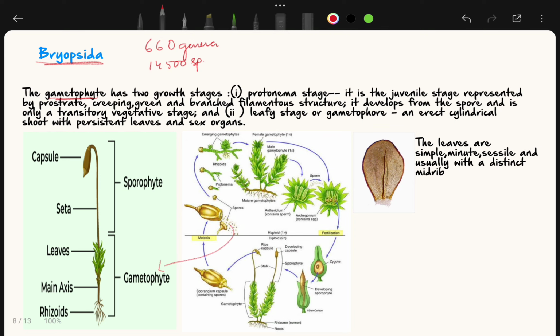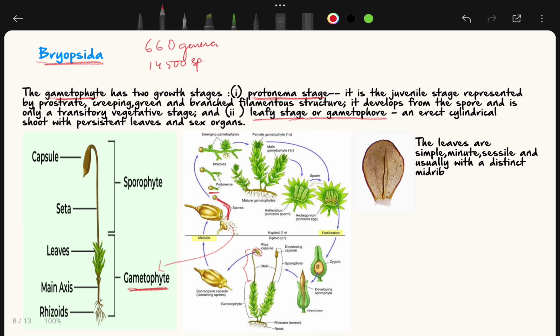But in case of Bryopsida, you'll find that the growth phase of this gametophyte has two stages. The first stage is the protonema stage, and the second one is the leafy stage or the gametophore. So what will happen is that the spores produced after spore formation in the sporophyte, the spores that are released, will first undergo a protonemal stage. The protonema will grow directly from the spore.